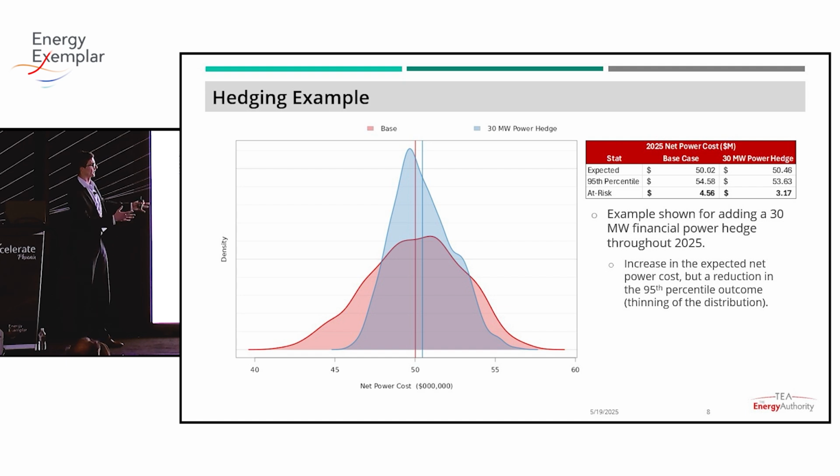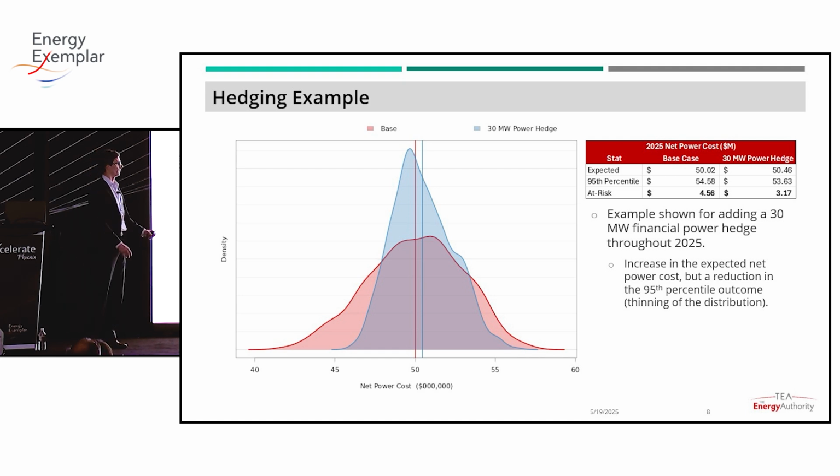And so this is an example of when this would be beneficial. The red distribution is just directly the results from our Plexos simulations, and then the blue distribution is showing layering on a 30 megawatt power hedge for this particular utility. And really what we're looking for, over on the right-hand side of this slide, is not just that 95th percentile number, but also are we reducing the at risk by layering on this financial power hedge?